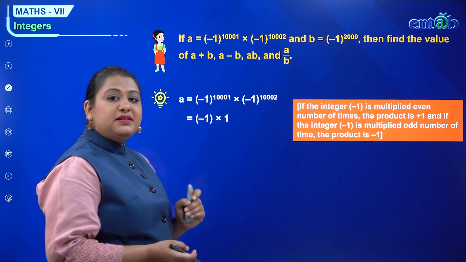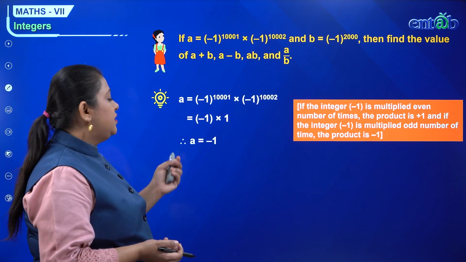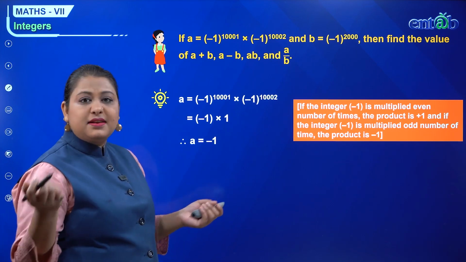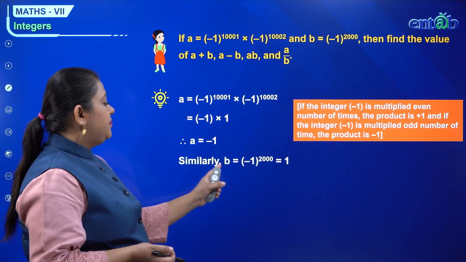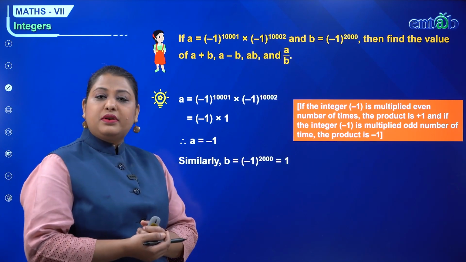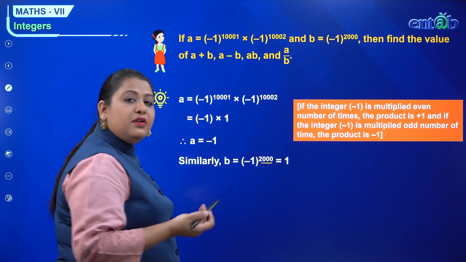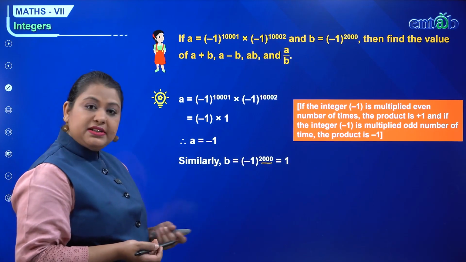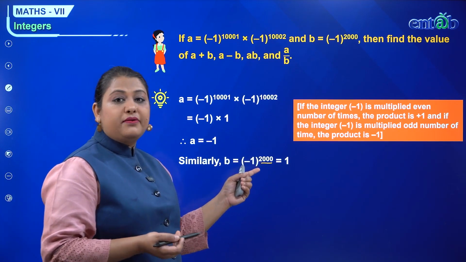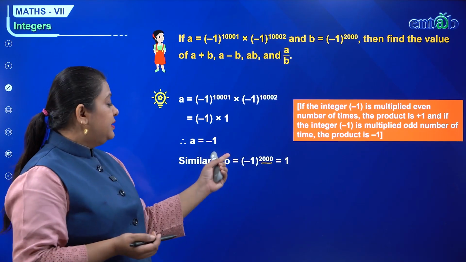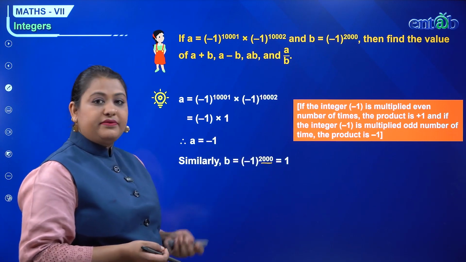Now what is minus 1 times 1? That is minus 1, right? So we get the value of A as minus 1. Now let's check B. What is B? B is minus 1 raised to the power 2,000, right? Now is 2,000 even or odd? It is an even power, right? So when minus 1 is raised to an even power, the answer is positive 1. So the value of B is positive 1.